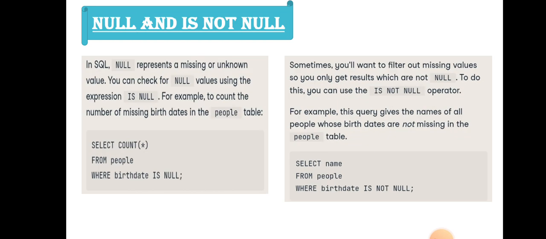NULL and IS NOT NULL. In SQL, for example, to count the number of missing birthdays in the people table: SELECT COUNT(*) FROM people WHERE birthdate IS NULL. For the other example, which is IS NOT NULL, this query gives the names of all people whose birthdays are not missing in the people table. So SELECT name FROM people WHERE birthdate IS NOT NULL.